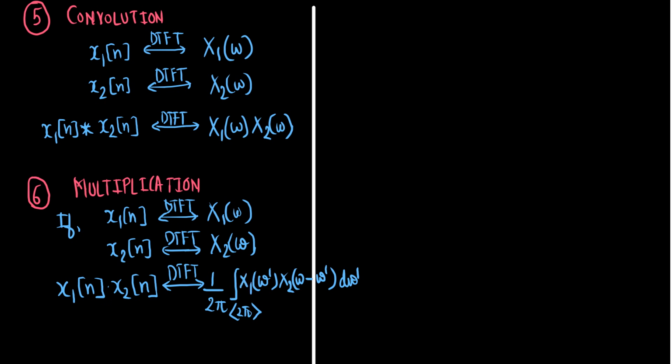So this equals X1 of omega convolved with, so there's a circular convolution with X2 of omega, and that is being scaled by a factor of 1 upon 2 pi.